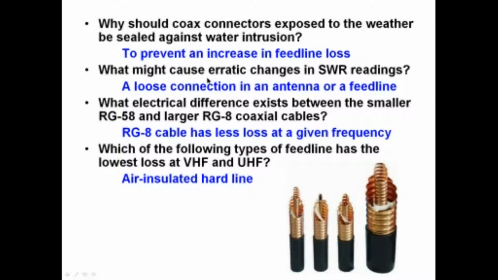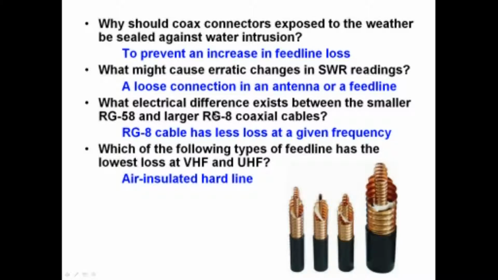What might cause erratic changes in SWR readings? If you have erratic changes jumping around from maybe 1.5 to 4, 1.5 to 6, maybe 1.1 to 4 or 5, it's probably because you have a loose connection in your antenna or your feed line. And that would be the first thing you should look for, a loose connection.